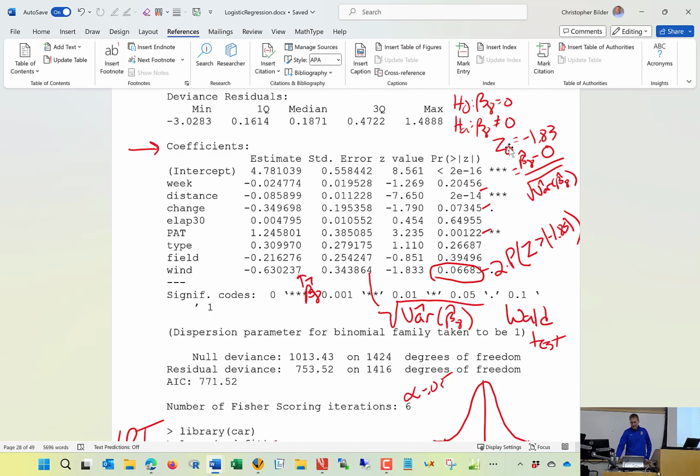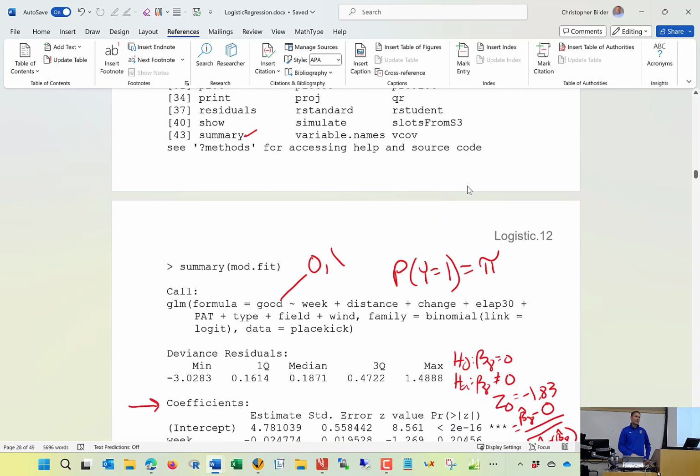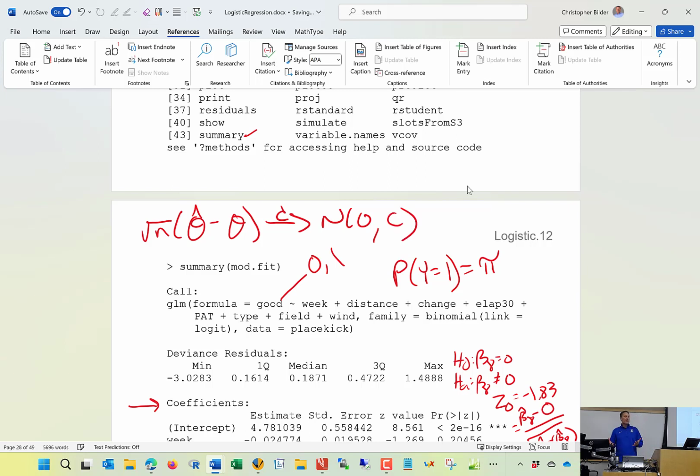In a PhD-level stat course for just PhD majors, one would actually learn how to do a mathematical proof such as this. We'll just call it C, where the square root of n times some maximum likelihood estimator theta hat, if you subtract off what you're trying to estimate, theta, converges in distribution to a normal random variable with mean 0 and some variance. That's a fancy way to put it.